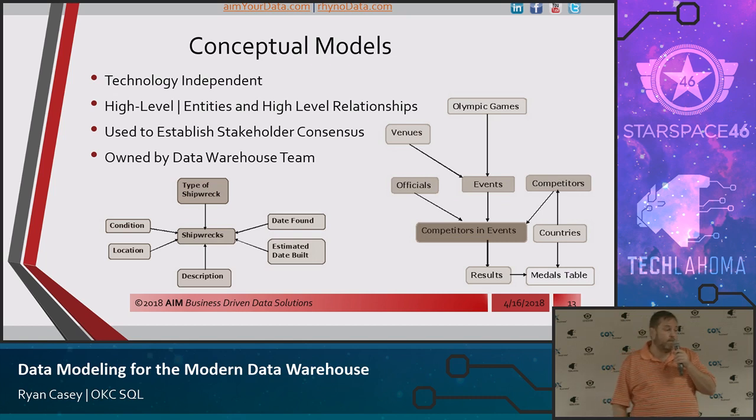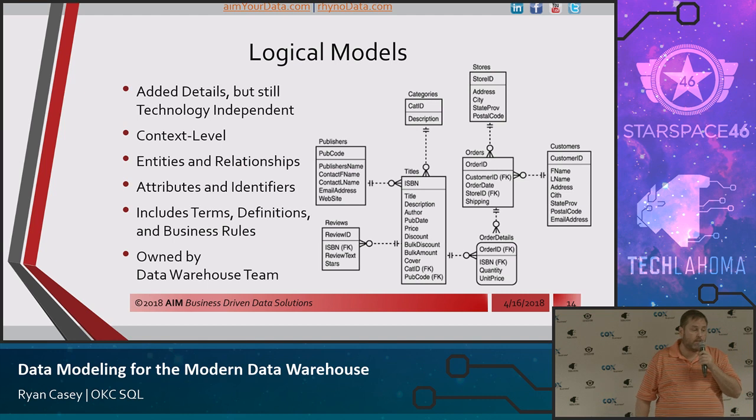So we can talk about conceptual models. From a technology standpoint, they're technology independent. So it doesn't matter whether your database infrastructure is going to be DB2, AS400s, Oracle, SQL Server. It's just at a technical level. It's usually enterprise and entities only. We don't do attributes. And usually the data warehouse team is responsible for that. It's usually not an enterprise architect's responsibility.